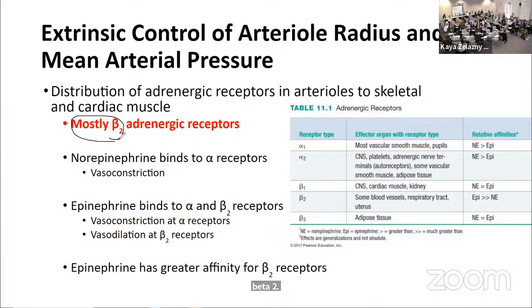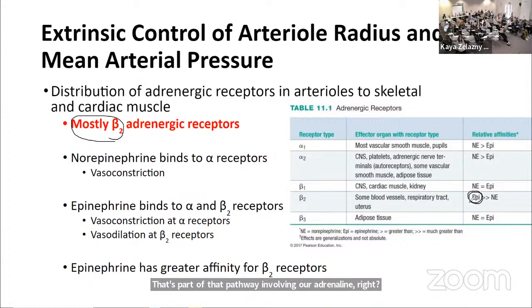right? So these beta-2 receptors are the ones that, instead of preferring norepinephrine, really like epinephrine instead, right? So they like that epinephrine. It's part of that pathway involving our adrenal glands, right? So we have epinephrine coming from the adrenal medulla, right? So producing epinephrine through that part of the sympathetic pathway.